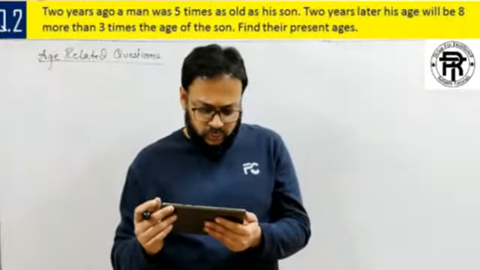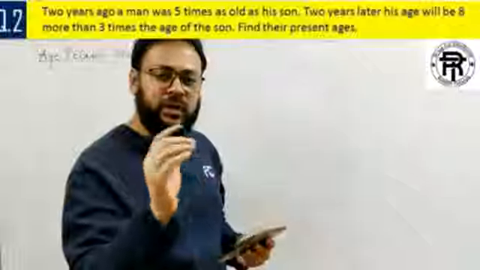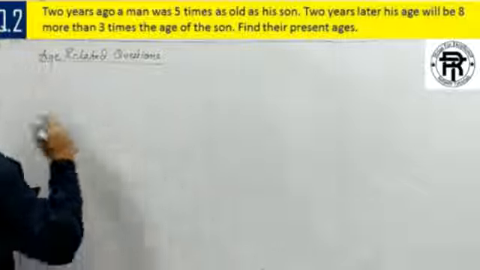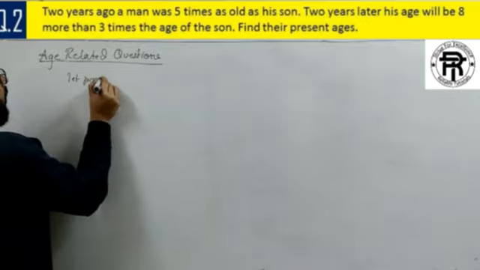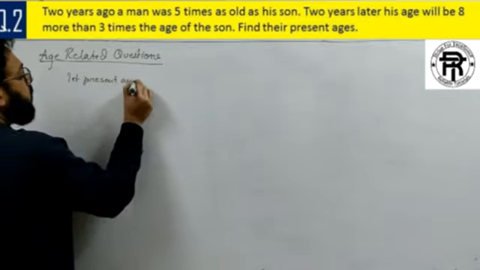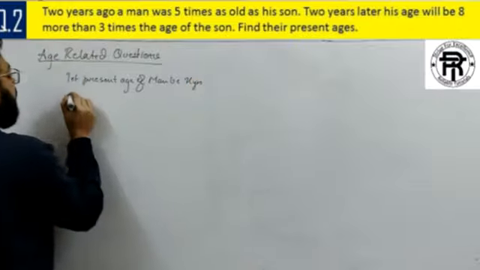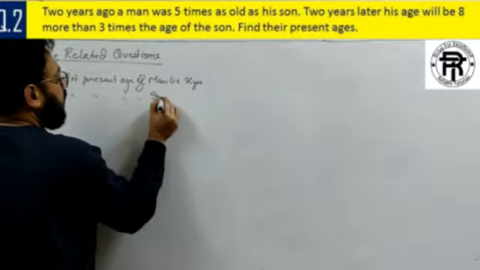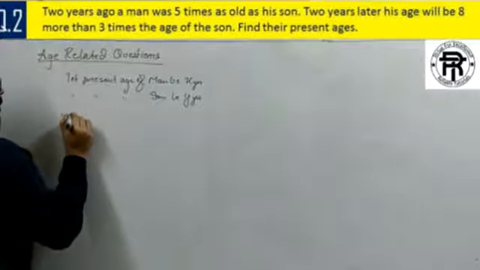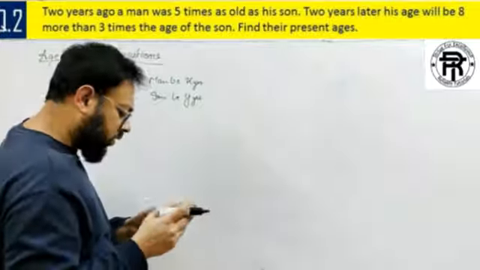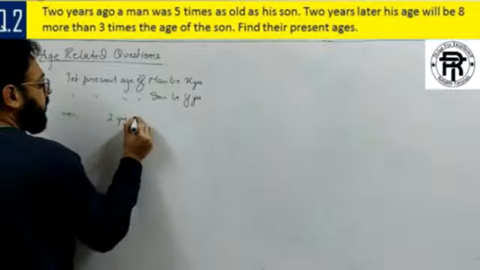Now the question given to us is 2 years ago, man was 5 times as old as his son. Again, the relationship between the age of the man and son is given to us. So again, we will be doing the same thing. Let present age of man be x years. Let present age of son be y years. Now then, relationship 2 years ago. So we will be writing 2 years ago.